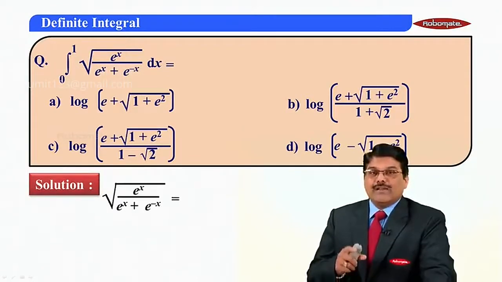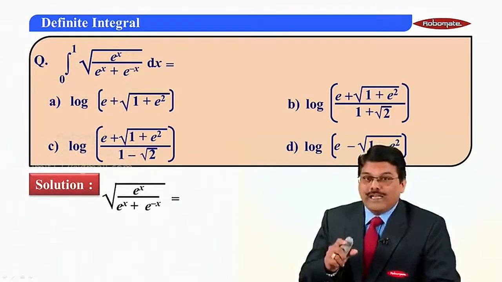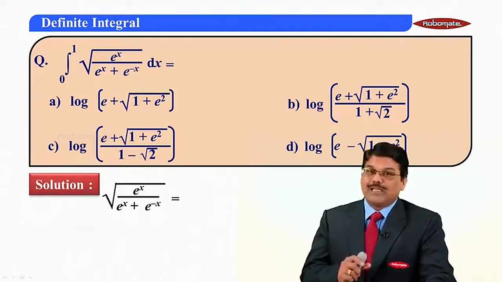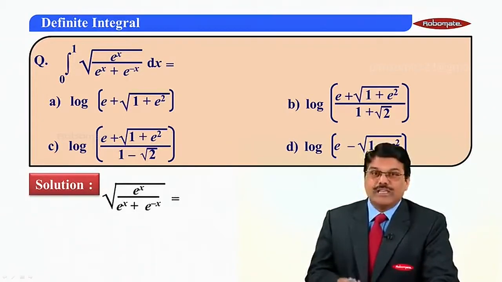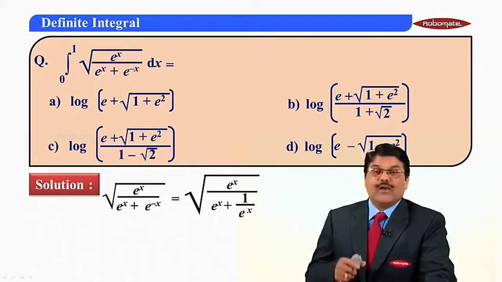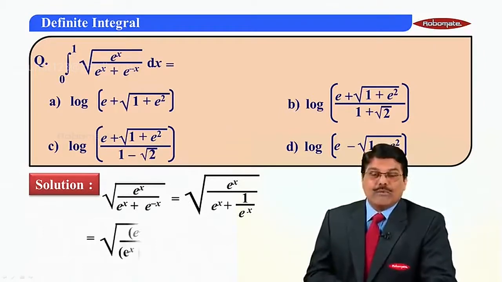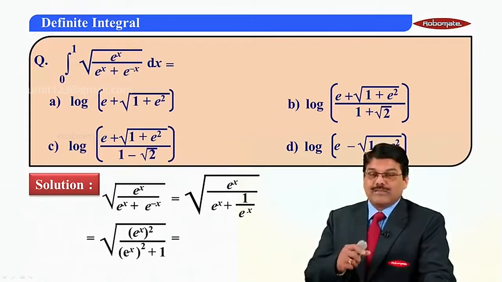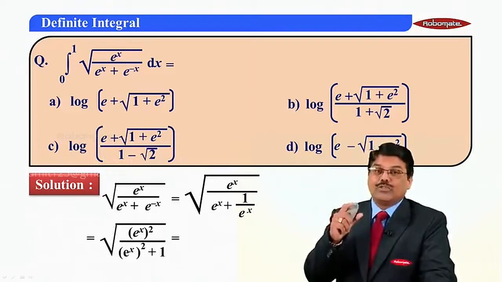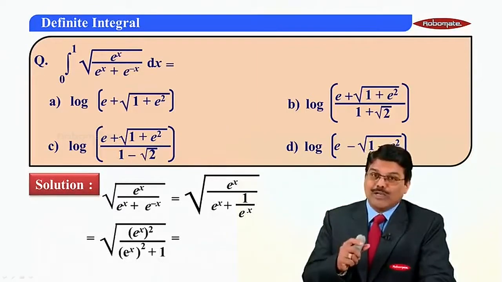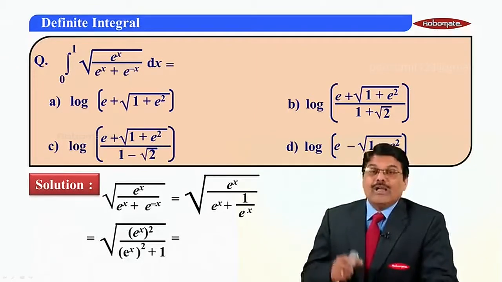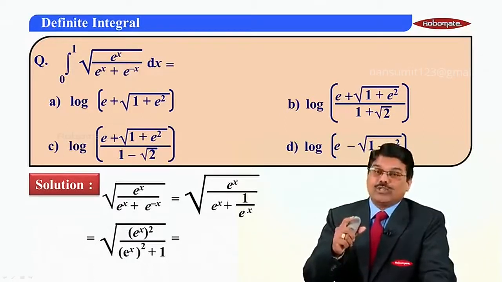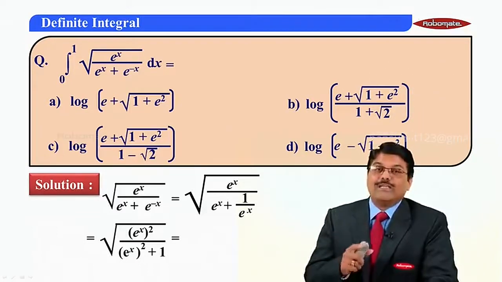Here, the given integral is root of e raised to x upon e raised to x plus e raised to minus x. Now here, instead of e raised to minus x, we can write it as 1 upon e raised to x. So, by cross multiplication, we'll get the next step. That is, e raised to x the whole square upon e raised to x the whole square plus 1, under root. So, since the numerator has e raised to x the whole square, the root of that will become e raised to x, right?